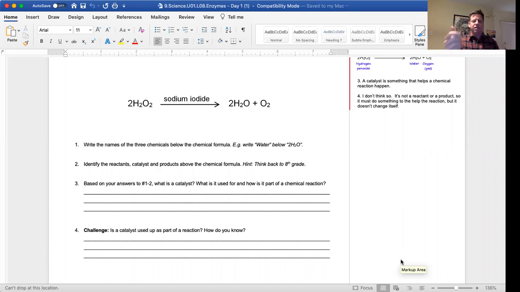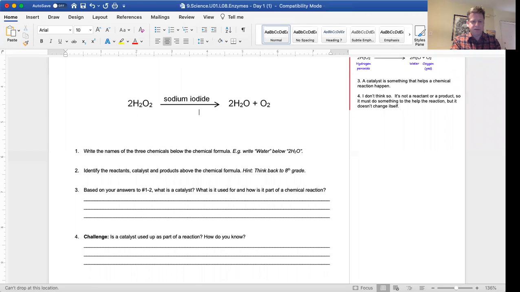Okay. Now it says, write the names of the three chemicals below the chemical formula. For example, write water below 2H2O. So let me see if I can do that. Water. Okay. Water goes there.